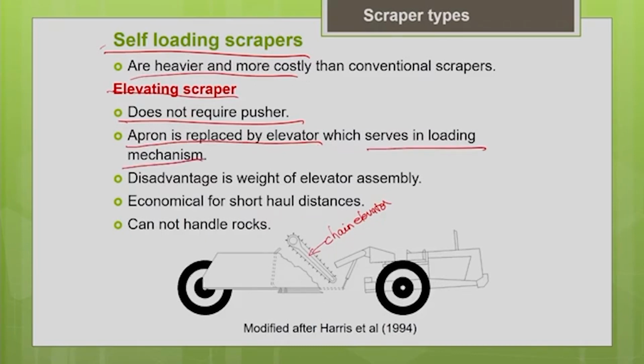But the disadvantage is this chain elevator is heavier. It increases the self weight of your machine. So, this machine is economical only for short haul distances. We cannot use it for a very long haul distance like the other types of scrapers. You can use it only for a very short haul distance. And one more thing, from a material perspective, you have to be very careful. This cannot handle rocks, because bigger size rocks can jam the chain elevator assembly. That is why you should not handle rocks with this machine. It cannot be used in rocky terrain. It cannot be used for handling rocks.